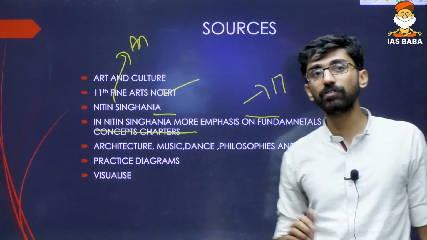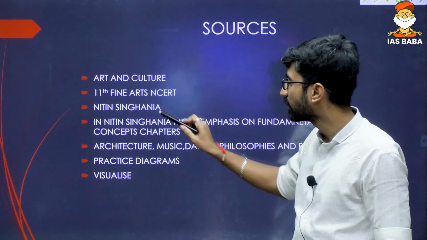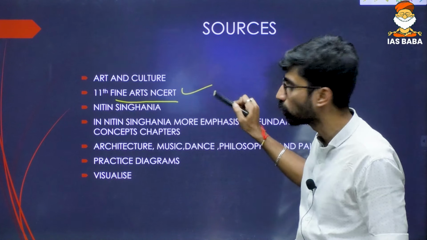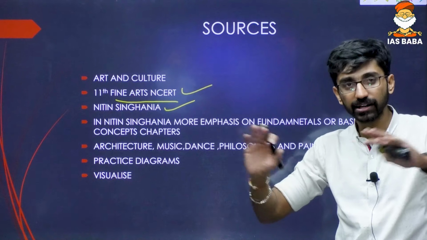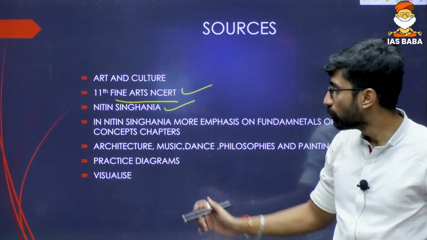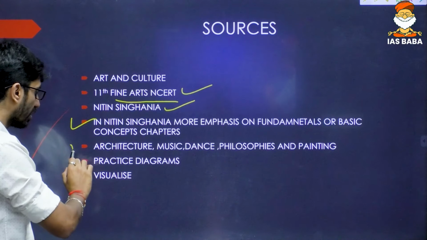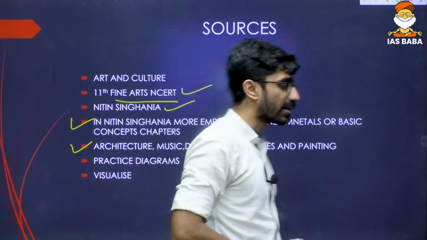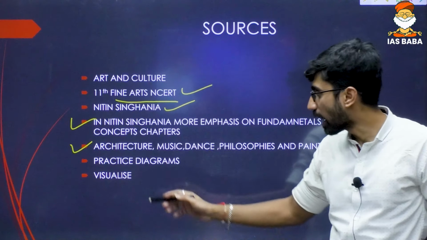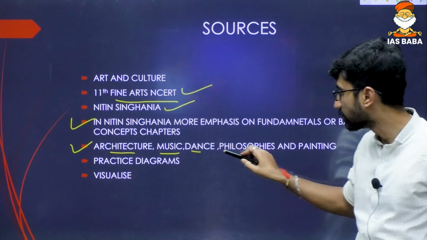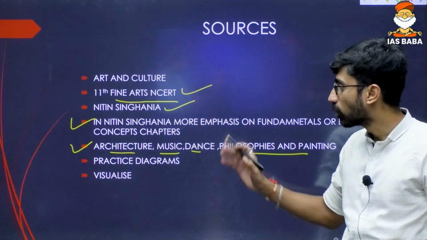So these are the sources for ancient history. And for art and culture, again, one NCERT is there, the 11th Fine Arts NCERT, that you can go through. There's one more book called Nitin Singhania, but it's very bulky. You don't have to go through each and every chapter of Nitin Singhania. I have mentioned a few chapters, which are some static topics and basic concepts, like architecture, music, dance, philosophies and paintings. These are the few chapters that you can go through in Nitin Singhania.